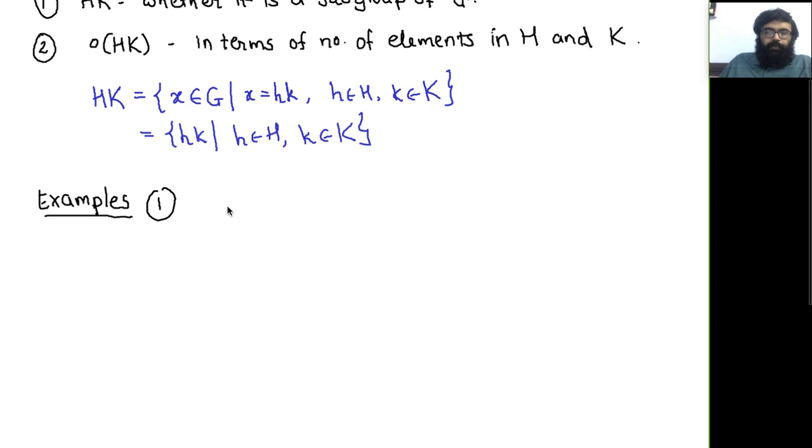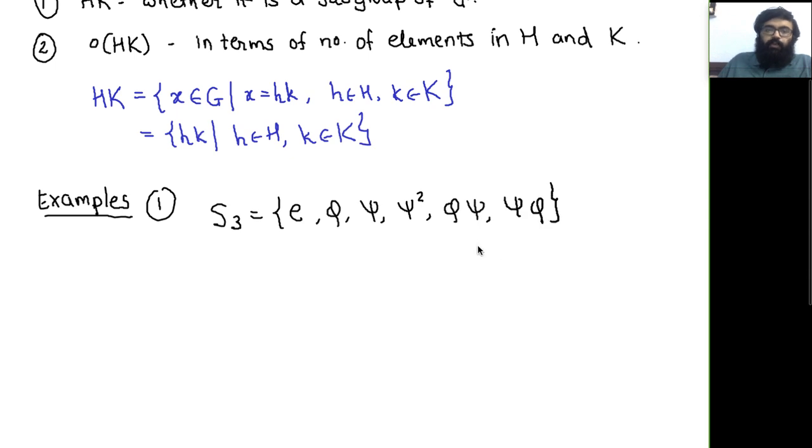What is S3? It is E, phi, psi, psi square, phi psi, and psi phi. This is the standard notation that we have seen earlier. We also know the relations: phi square is identity, psi cube is identity, phi psi is nothing but psi square phi, and psi phi is nothing but phi psi square.